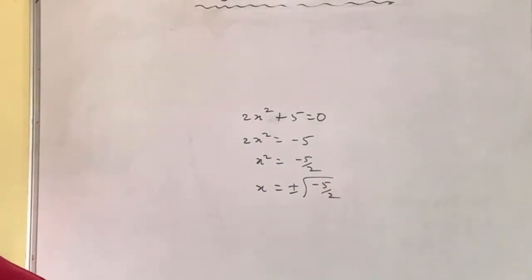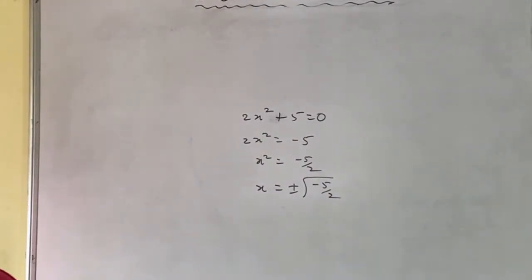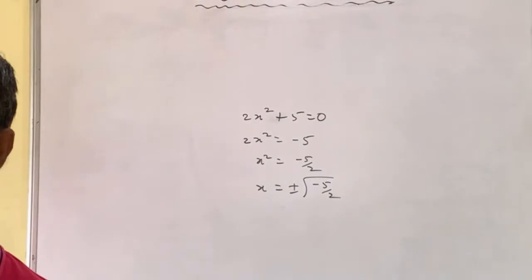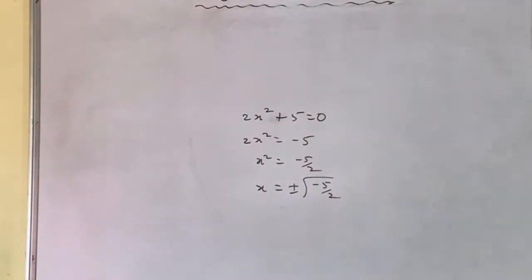Finding the zeros of the third form is very easy. 2x square plus 5 is equal to 0, 2x square is equal to minus 5, x square is equal to minus 5 by 2, then x is equal to plus or minus root over minus 5 by 2. This is a complex number. Don't feel that always the third type will give complex numbers. See one more example.